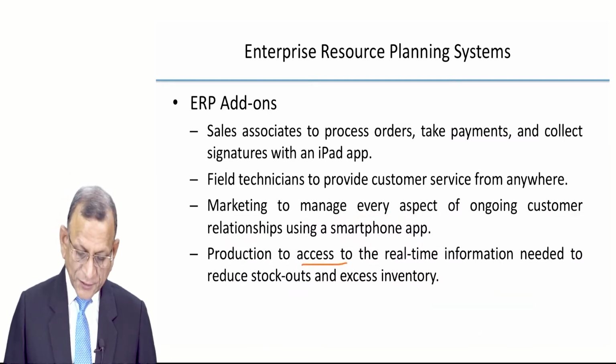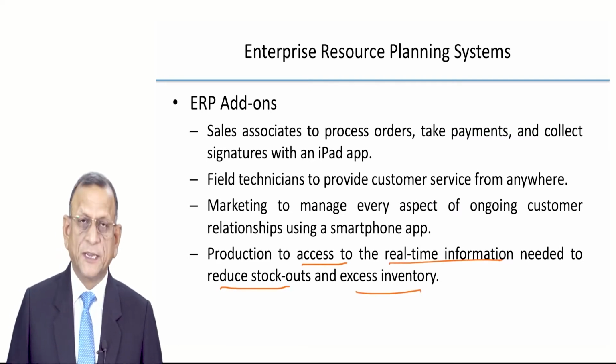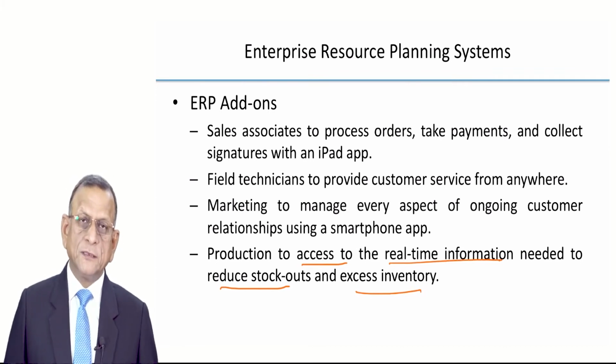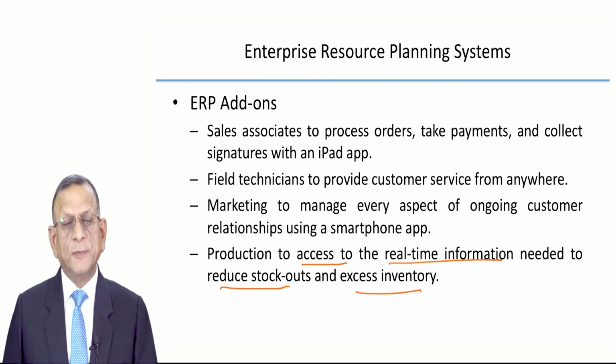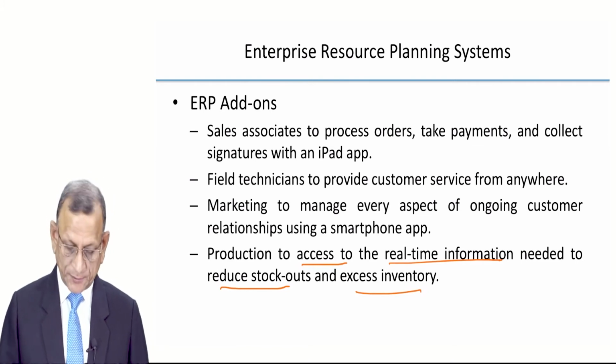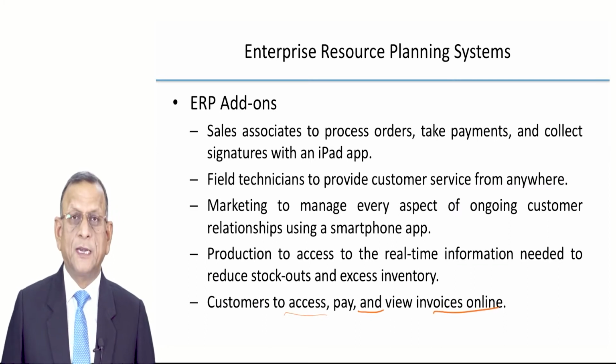Production gets access to the real-time information needed to reduce stock outs and excess inventory. We may go for excess production, or the stock of a particular commodity may become zero. But because of such integrated systems, it will not happen. Customers can access, pay and view invoices online.